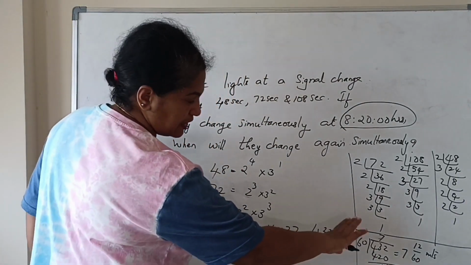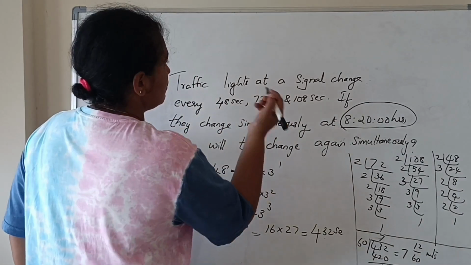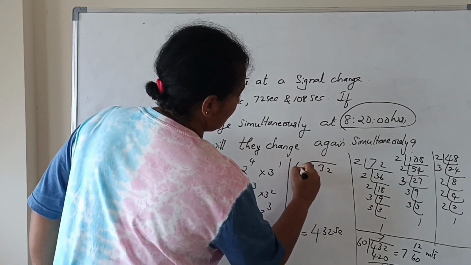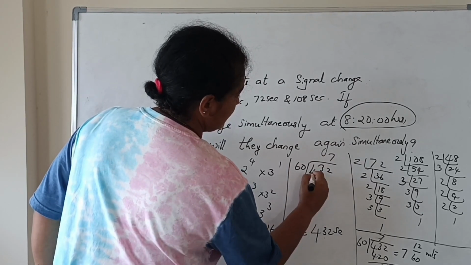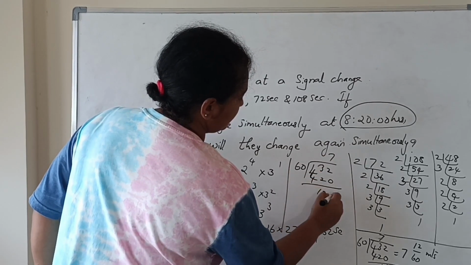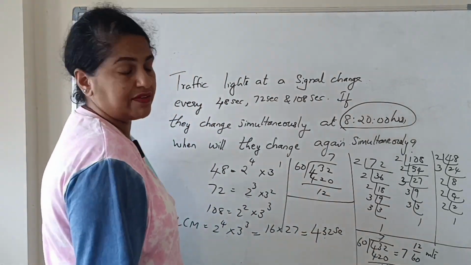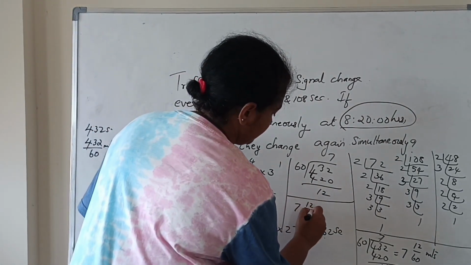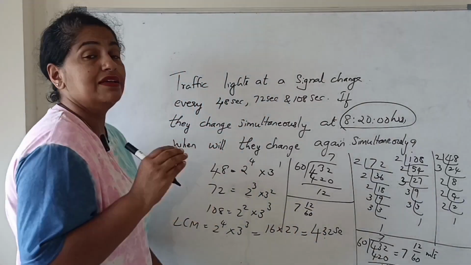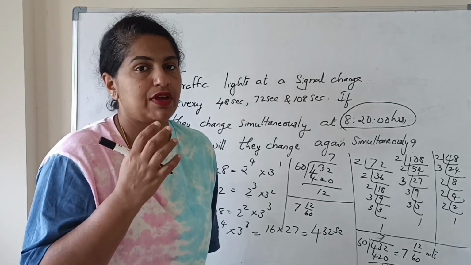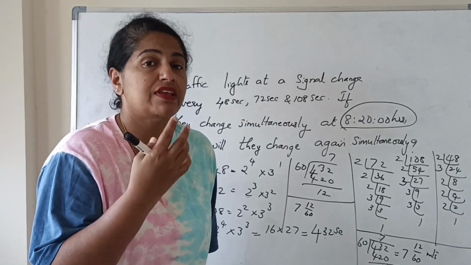So I have done the working here, but I don't think it is clear for you people. So let me do it here. 432 by 60. So I will get 7 and 12 by 60, which is basically 7 minutes and 12 by 60 minutes. Now 12 by 60, it is a fraction. I need to convert it into seconds.